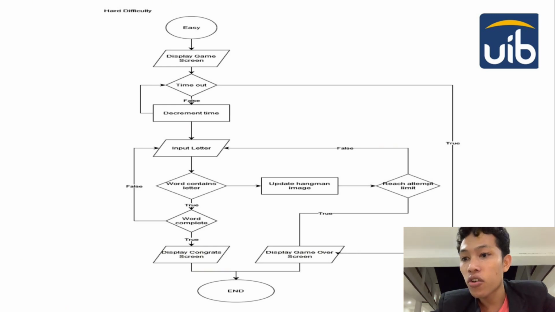If the letter is incorrect, the system updates the Hangman image. Then the system checks if the attempt limit is reached. If yes, display the game over screen. If no, the player continues to input letters. End of the game. The game ends under 2 conditions. If the player successfully guesses the word, display the correct screen. If the player runs out of time or reaches the attempt limit, display the game over screen.